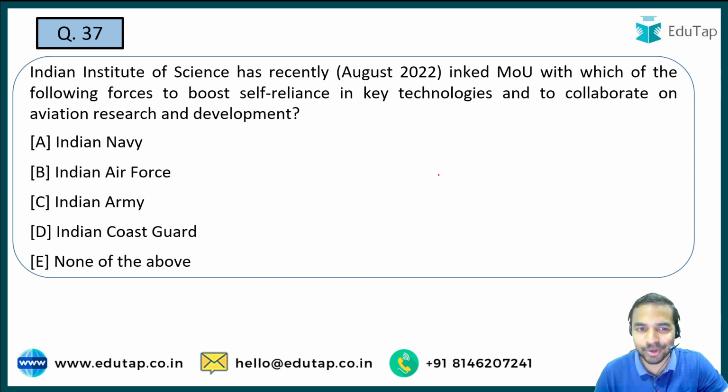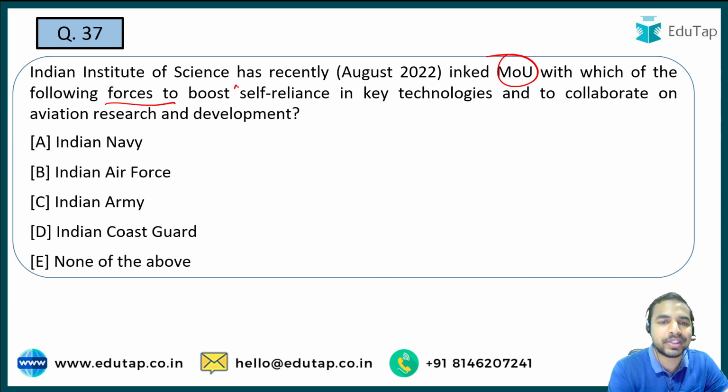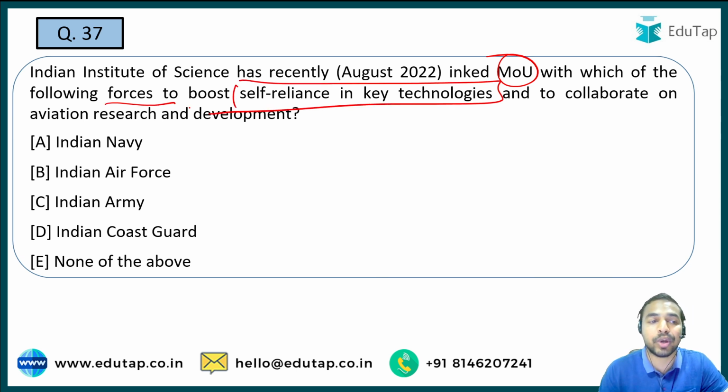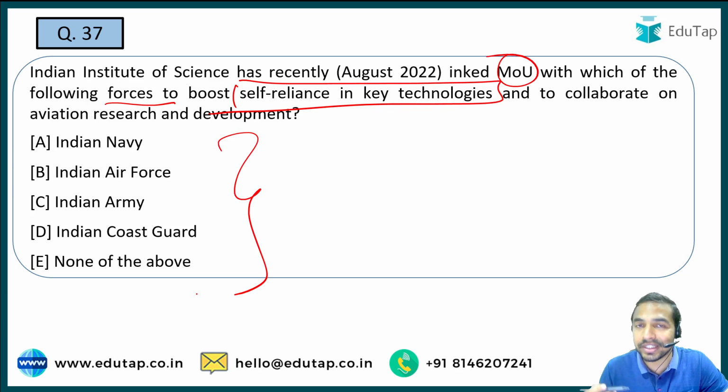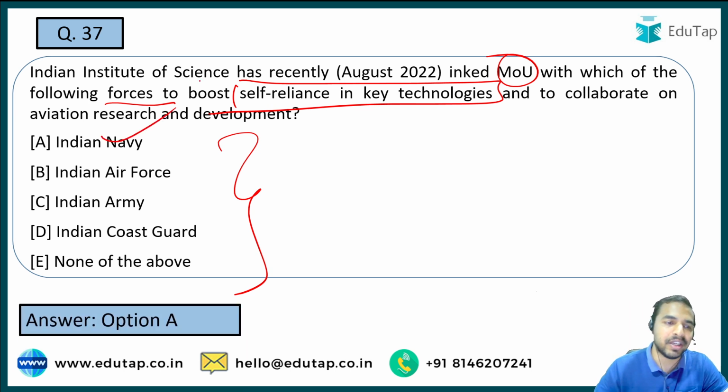The next question is: Indian Institute of Science has recently inked an MOU with which of the following forces to boost self-reliance in the key technologies and collaborate on aviation research and development? तो आपको बताना है कि इंडियन इंस्टीट्यूट ऑफ साइंस ने रिसेंटली MOU साइन किया है, वो इसमें से कौन सी फोर्सेस के साथ साइन किया है टू बूस्ट सेल्फ रिलायंस इन द की टेक्नोलॉजीज? इज इट इंडियन नेवी, इंडियन एयरफोर्स, इंडियन आर्मी, इंडियन कोस्ट गार्ड, और नन ऑफ द अबव? सो यू आर जस्ट रिक्वायर्ड टू टेल मी द नेम ऑफ द फोर्स, एंड गाइस हियर द राइट आंसर इज इंडियन नेवी. ठीक है जी, so Indian Navy has signed this MOU with the Indian Institute of Science. That is what you are required to remember.